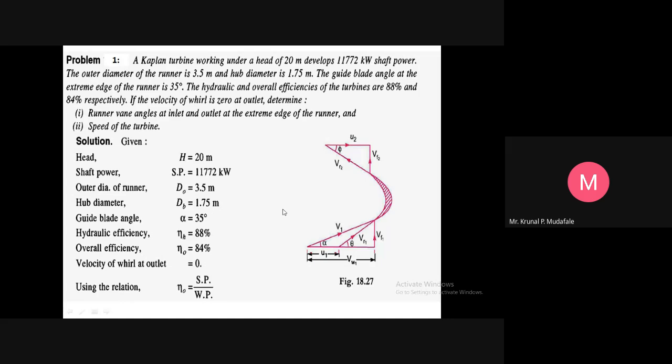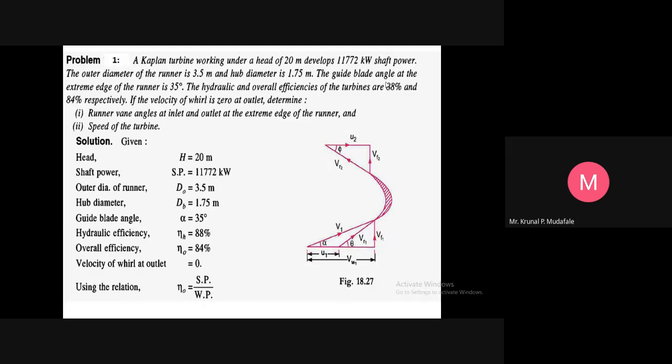So the next one, the guide blade angle at the extreme edge of the runner. What is that? As you know, there are two guide blade angles, at the inlet and outlet. Alpha is the inlet guide blade angle, and beta is the outlet guide blade angle. Another one is the edge angle: the inlet and outlet edge angle, or the tip angle, or the vane angle, is nothing but theta and phi, right? The inlet is theta and phi.